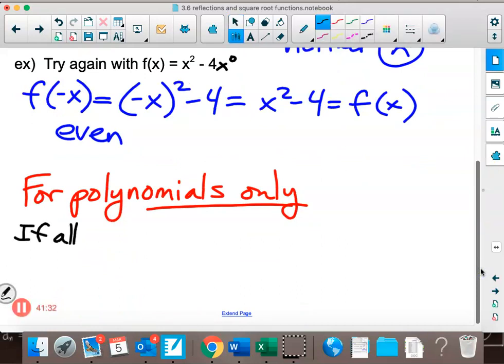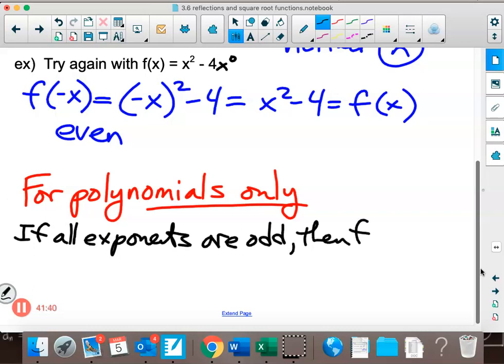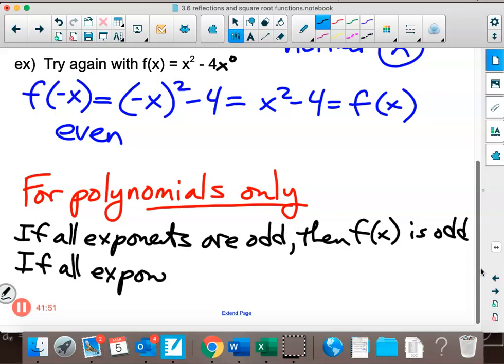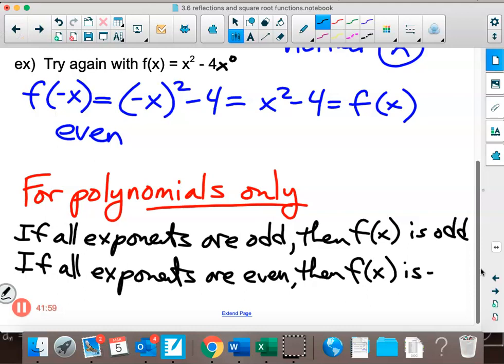if all exponents are odd, then f of x is odd. If all exponents are even, then f of x is even.